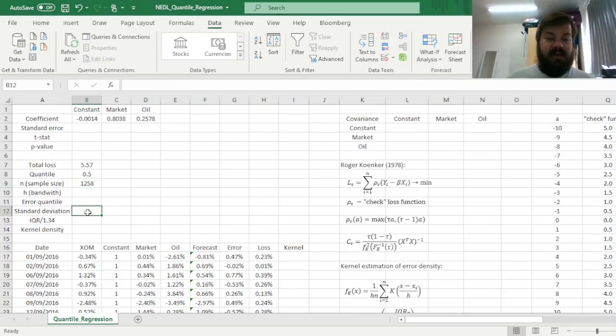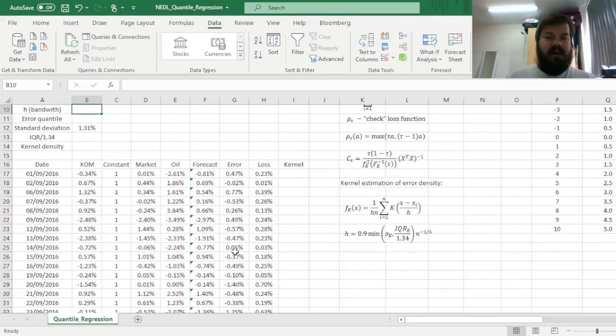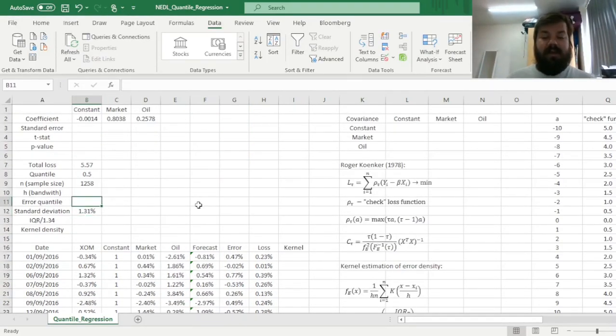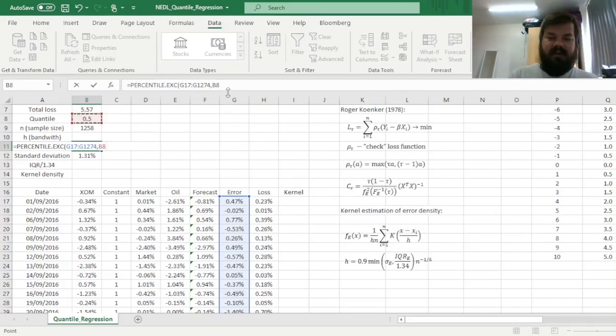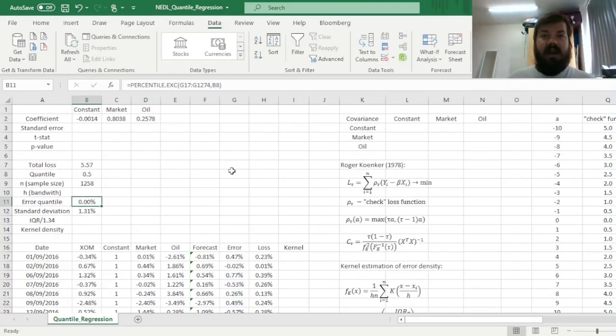Then we can calculate the standard error of our forecast, so just the sample standard deviation of our error variable, and we have got 1.31%. Then we can calculate the quantile of interest of the said error distribution, so simply calculate percentile.exe of this particular array and then refer to the tau quantile we have just estimated everything for. And it's a good sanity check because if you have applied everything properly, this error quantile should be 0 or at least very close to 0. And that's exactly the case here, which means that our solver algorithm has converged to proper parameter values.